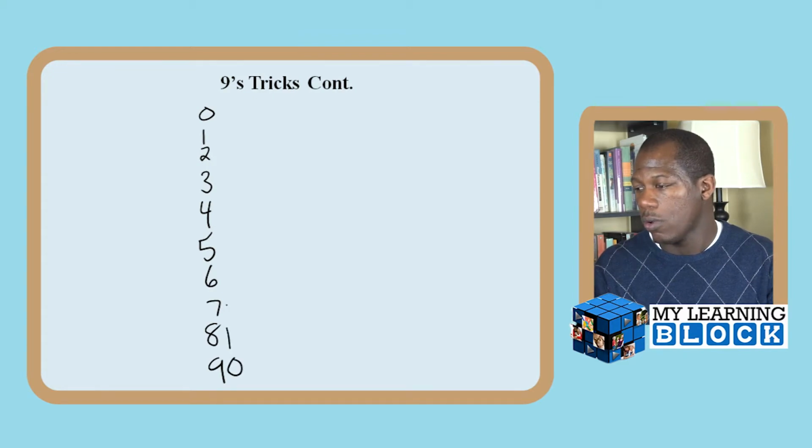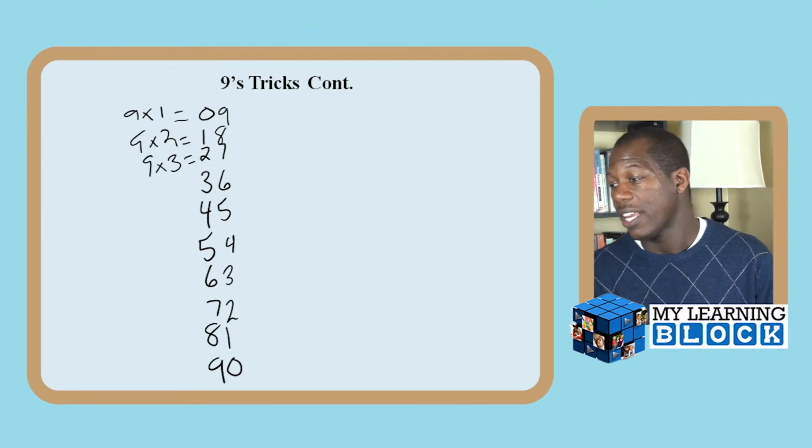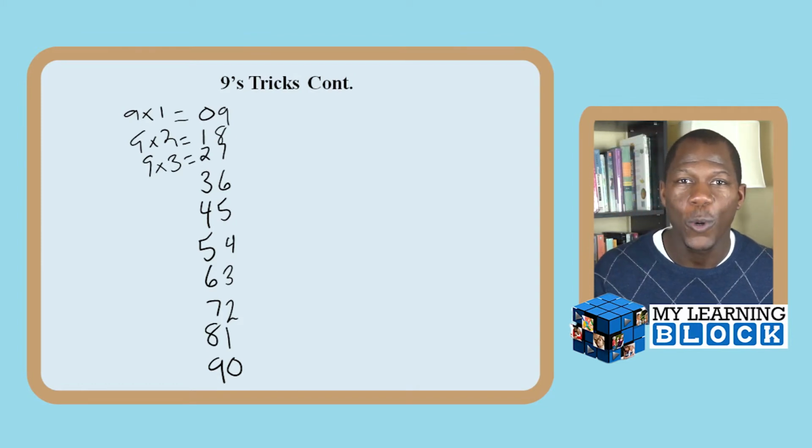You go 0, 1, 2, 3, 4, 5, 6, 7, 8, 9. Sorry, 9 disappeared on me. You would see that 9 times 1 equals 9, 9 times 2 equals 18, 9 times 3 equals 27, and so forth. It is a cool trick.